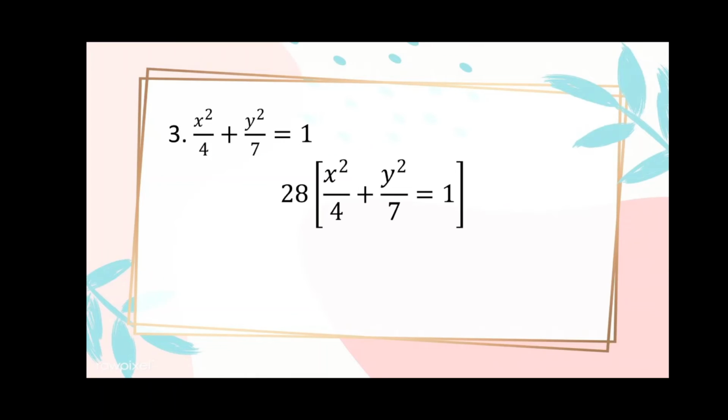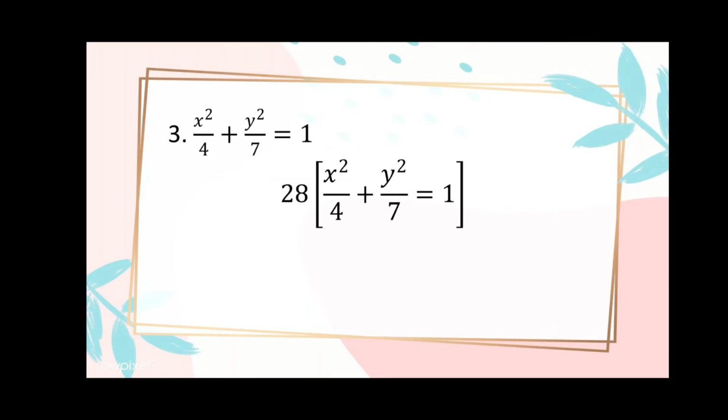Basta remember na hindi po sa lahat ng pagkakataon ay pag pinag-multiply mo sa denominator, yun ang kanilang LCD. Okay? So following the steps that I told you earlier, the result will be 7x squared plus 4y squared is equal to 28. Then simply transpose the constant term from the right to the left side of the equation. So we have the final answer, 7x squared plus 4y squared minus 28 is equal to 0.